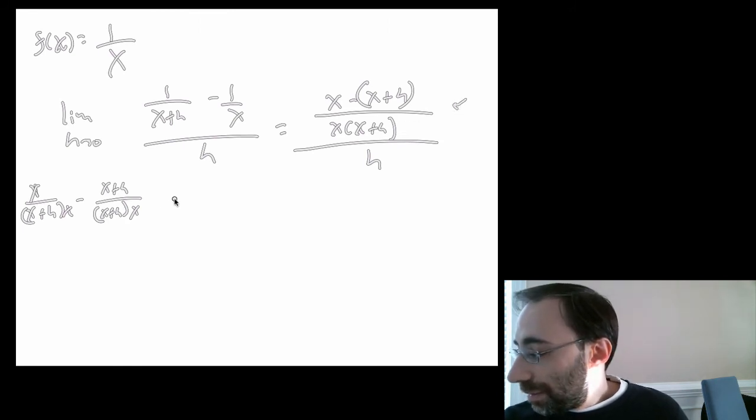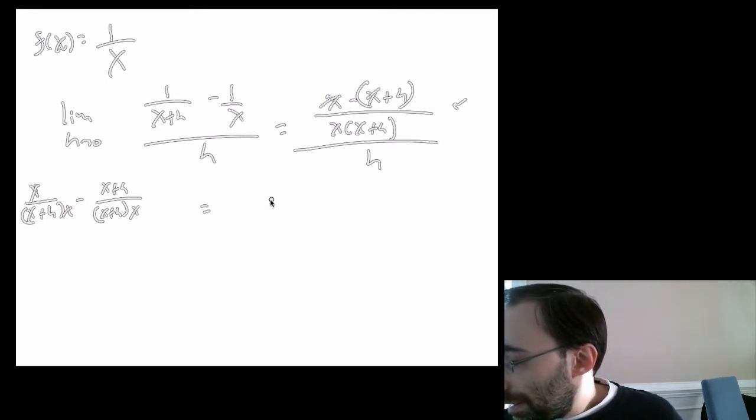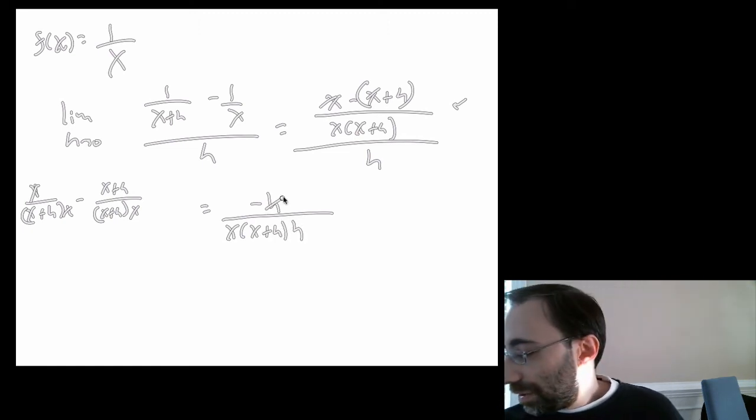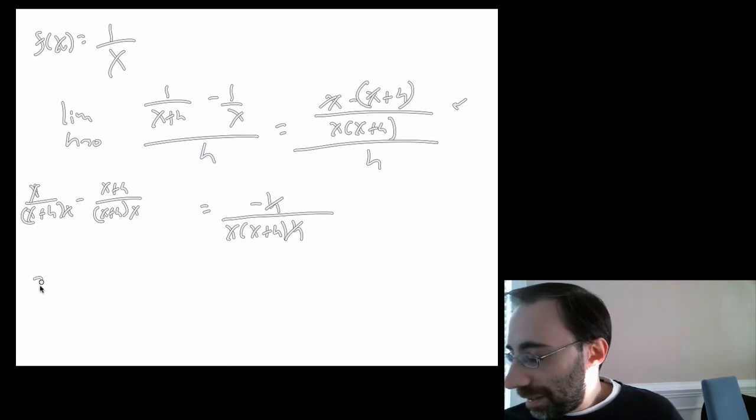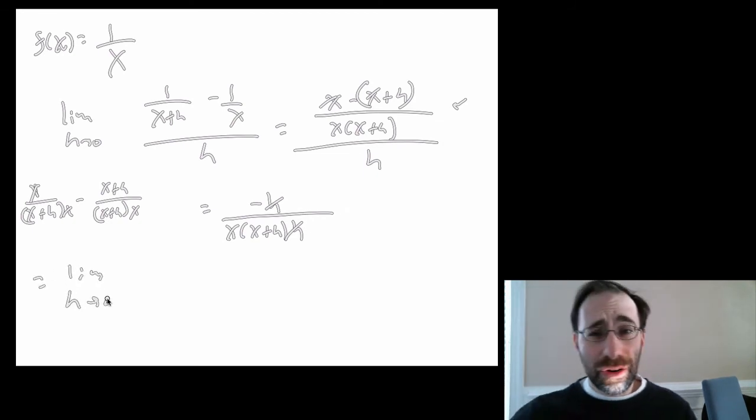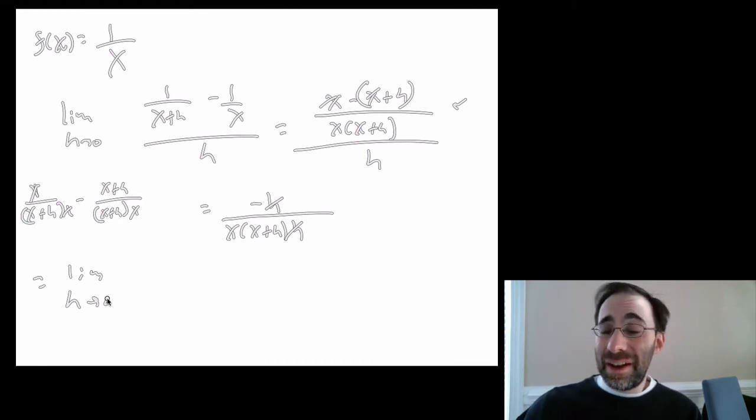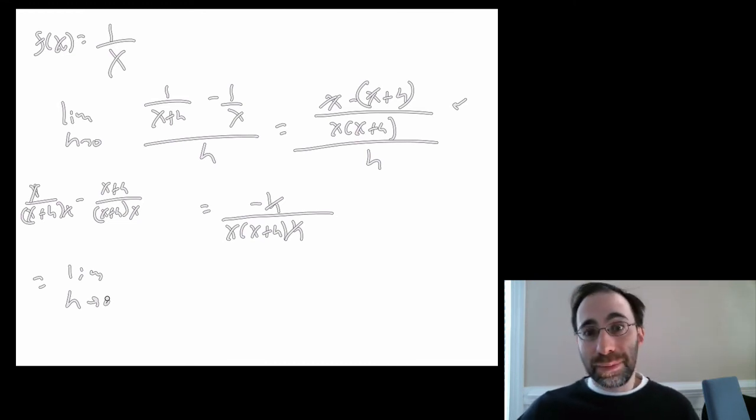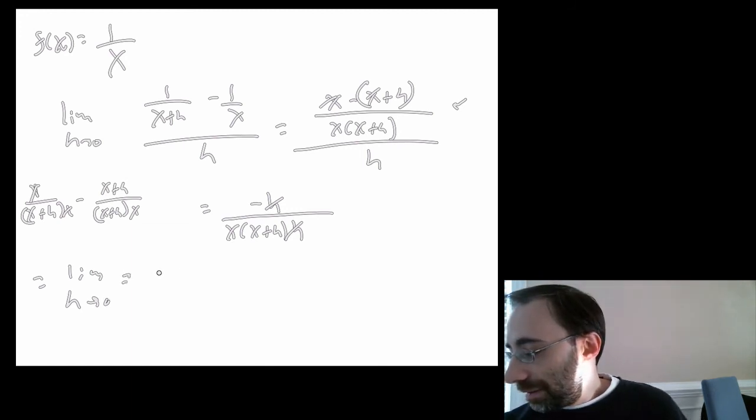Okay, so now what do I get? Well, the x's cancel, and I get negative h over x times (x plus h) times h. The h's cancel, and I put the limit back in again. Again, I'm just dropping the limit because writing on this tablet is kind of a pain in the neck, so I'm trying to minimize it to minimize possible errors I make as well. But the limit is always there. The limit is the limit of negative 1 over x times (x plus h).